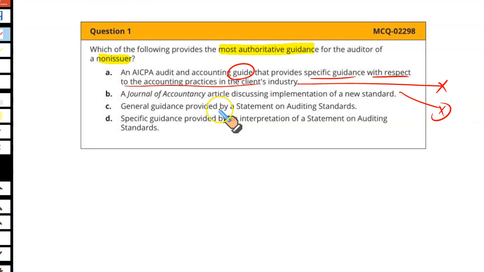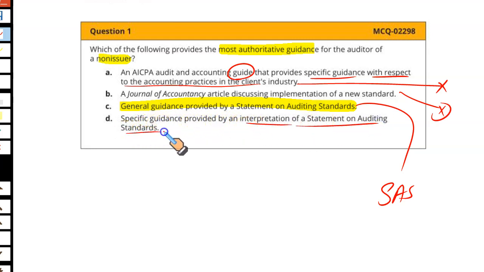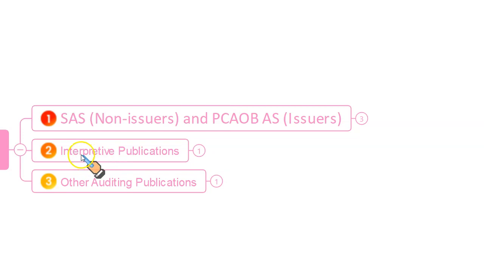C: General guidance provided by the Statement on Auditing Standards, SAS. Yes, absolutely. This is the correct option. What about D? Specific guidance provided by an interpretation of a Statement on Auditing Standards. Again, this comes in between the most authoritative and the least authoritative we just saw a little while ago. Let me show you. It falls in this category, interpretive publications. So that completes your professional standards.